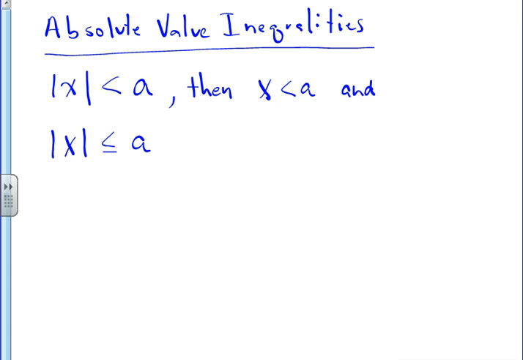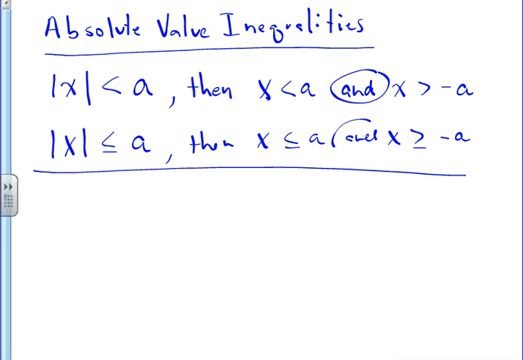So x less than a and x, and then here's the key. Instead of less than negative a, you change the sign of the inequality to greater than and negative a. Like I said, there are some videos out there that can show why this is, but for now, just accept it's going to be x less than a and x greater than negative a. Same thing on this one, except you just have the less than or equal to. So less than is always going to be an "and" inequality.